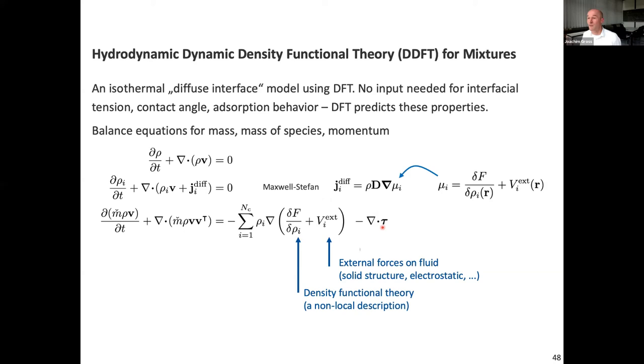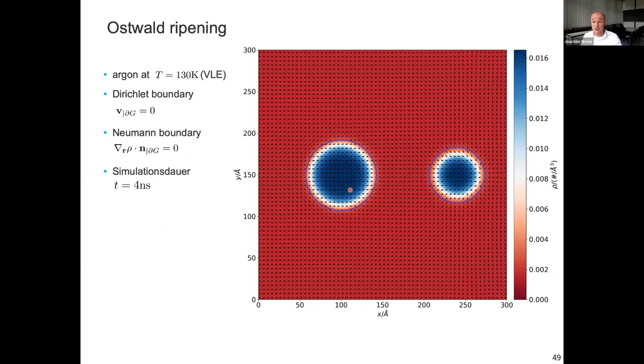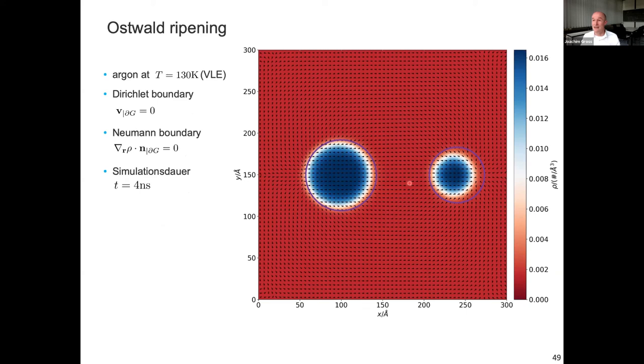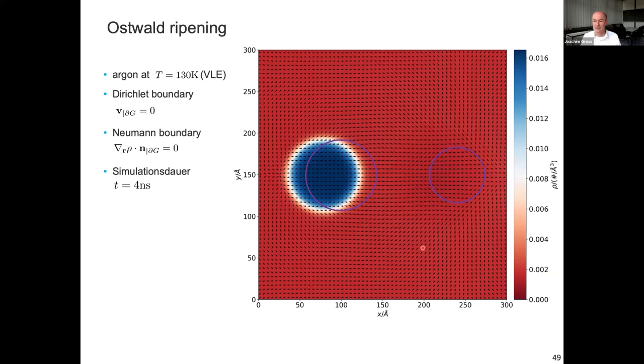And we have first results. These results are shown in this slide. We have a droplet large and a droplet small in a vapor. It's a pure substance in this case, really first results. And we don't have to parameterize anything. The system of equations knows that the small droplet is not stable and the large droplet is stable and it will dissolve. And this is what it does. It dissolves without further parameterizing it to dissolve or parameterizing interfacial tension or anything of that nature. So this is the result.